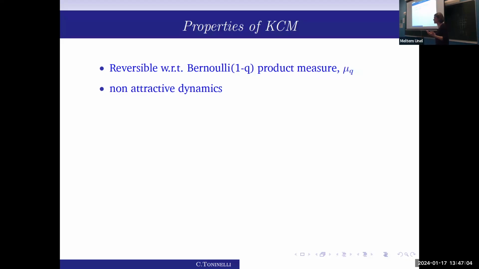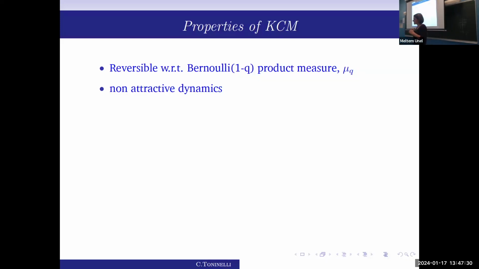So for those that are familiar with interacting particle systems, I'm referring to the usual notion of attractiveness. For those who are not, the stochastic Ising model, if you don't know about it, you won't need to understand it. It's attractive, and our models are not. But it's simple to understand, at least roughly, the meaning of this concept of attractivity.